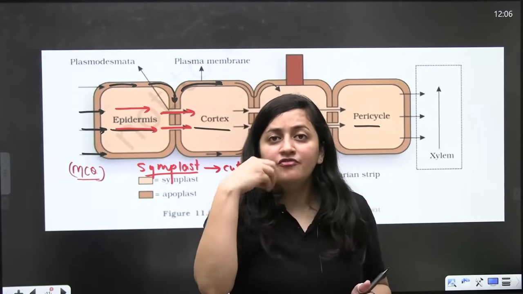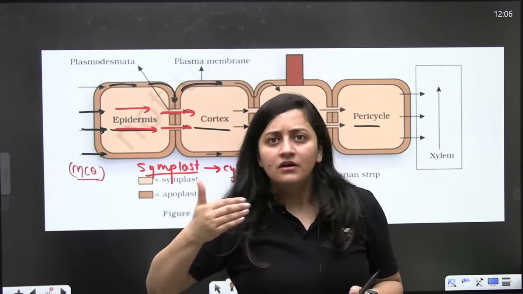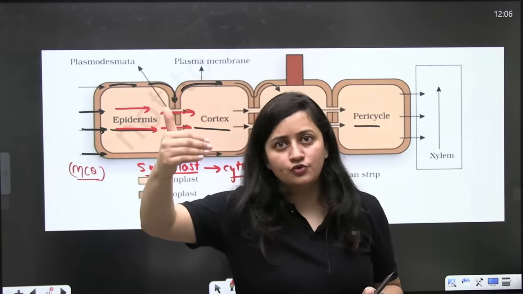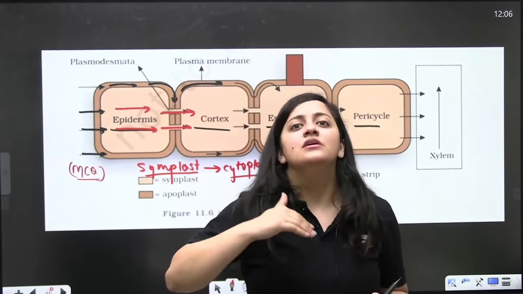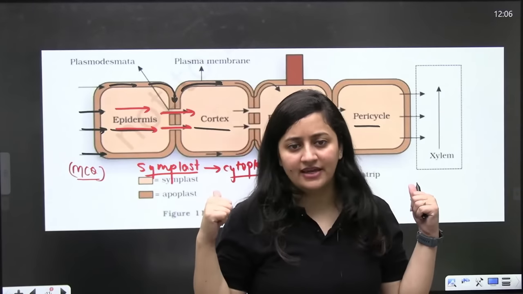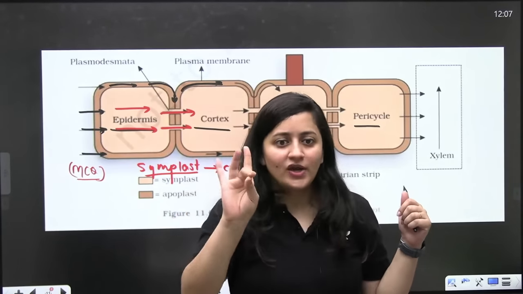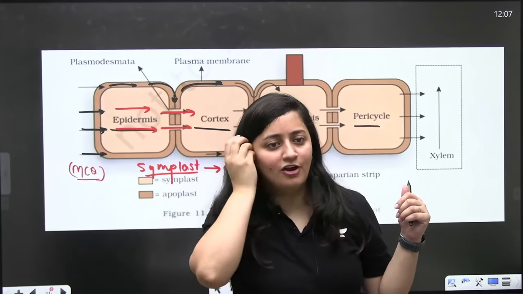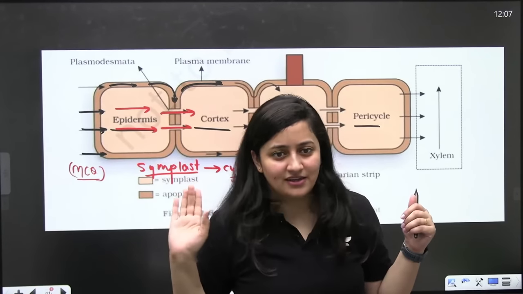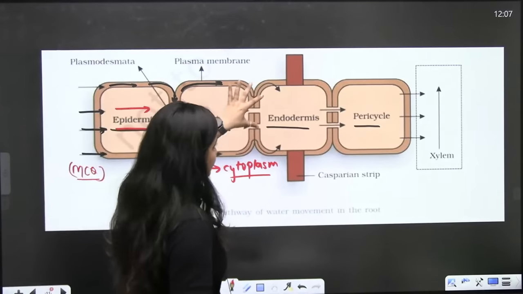Even if you have to move, let's say there is traffic on the road, obviously you will take some time to reach a particular distance. But if there is less traffic or no traffic, obviously you will reach quickly. Same is the case here. So symplast means a lot of traffic is there. You can consider the Bangalore example, roads full of vehicles. Traffic is there. This is what you need to remember.